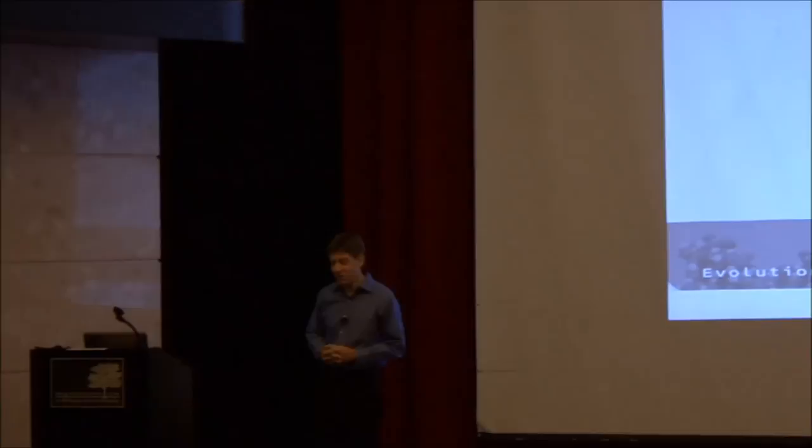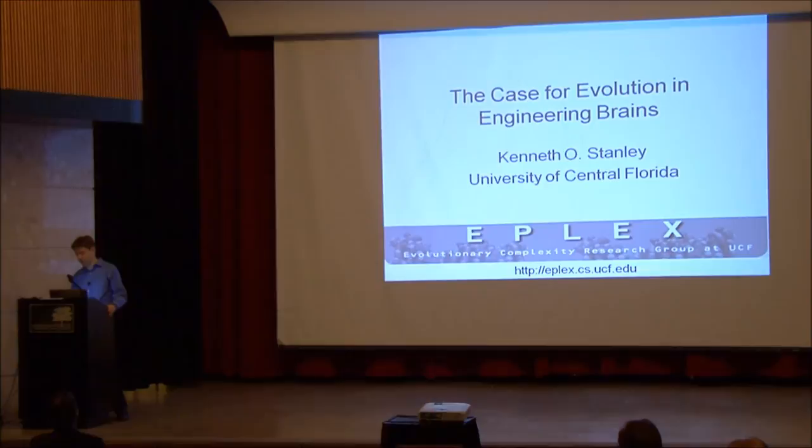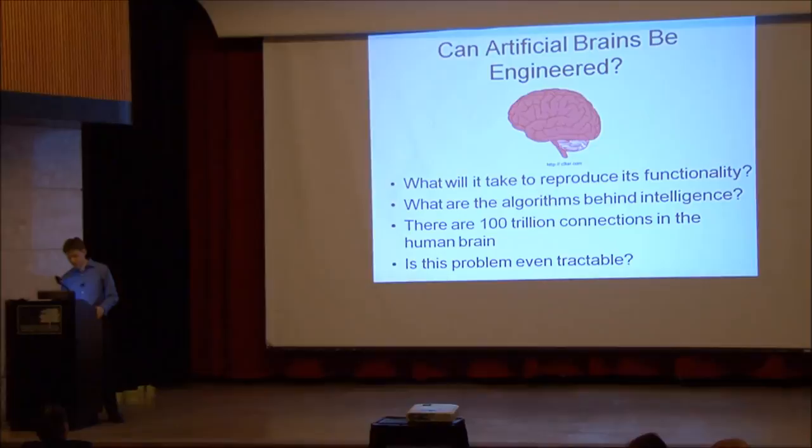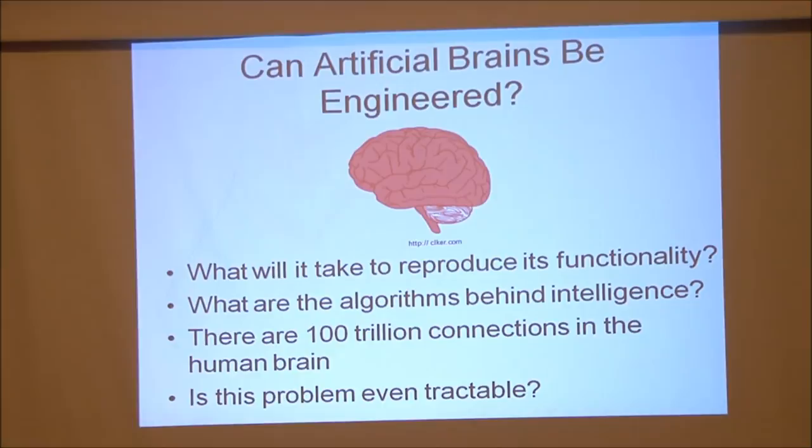Yeah, so I was very excited when I heard there might be an institute that puts evolution in a central position in the engineering of brains, because that's what I've been trying to do. So I'm going to try to make the case for why evolution does deserve a prominent position when we think about building brains. So can artificial brains be engineered? If we're asking this question, then we're asking what it will take to reproduce the functionality of this amazing system in our heads. What are the algorithms behind intelligence computationally?